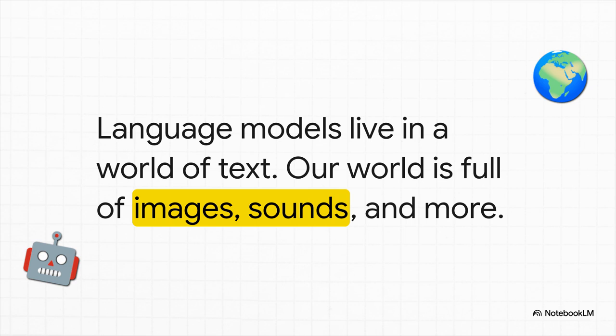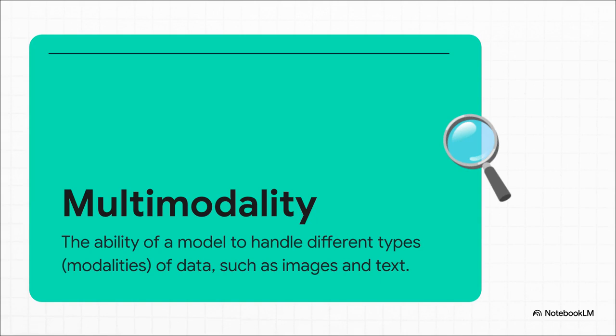An AI that only gets text is kind of like trying to understand a blockbuster movie with your eyes closed. You get the dialogue, sure, but you miss, well, everything else. To be genuinely useful, AI has got to process all that rich sensory stuff that makes up our world. And that, right there, brings us to the key concept for today, multimodality.